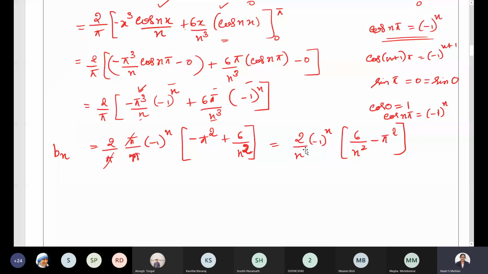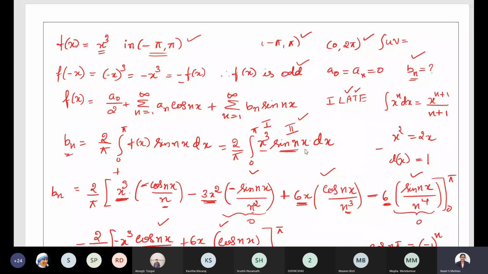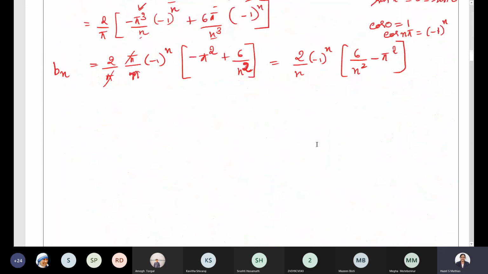So this is bn. Now substitute in the standard representation. See, this is a Fourier series expansion. f of x is equal to a naught by 2 plus summation n equal to 1 to infinity a n cos nx plus summation n equal to 1 to infinity bn sin nx. And as the function is odd, both the Fourier coefficients a naught and a n are 0. So the first and the second term will both be 0. Only the third term will remain, and in that we need to substitute bn, which completes the problem.